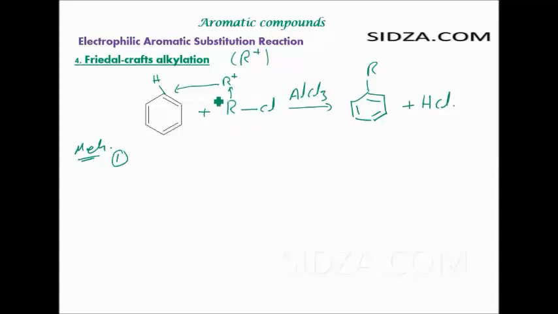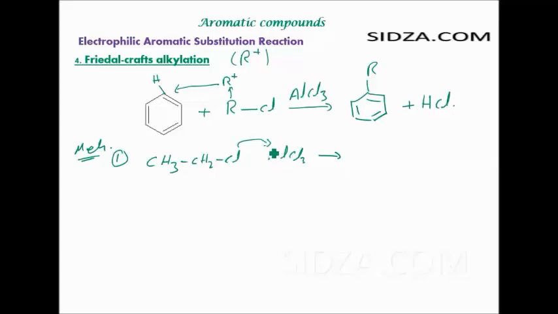We have to generate the electrophile. Correct? So the R positive has to be generated from the alkyl halide. Let's take an example: suppose we have ethyl chloride, C2H5Cl. When this ethyl chloride reacts with AlCl3, we know that it helps to generate the electrophile.